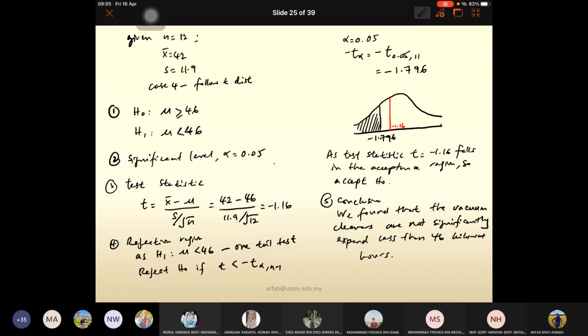Or boleh juga cakap based on H0. Boleh juga cakap, in other words, kita boleh cakap the vacuum cleaners are significantly greater than 46 kilowatt hours. Okay. So boleh juga cakap macam gitu. The other way around. Okay, dapat.